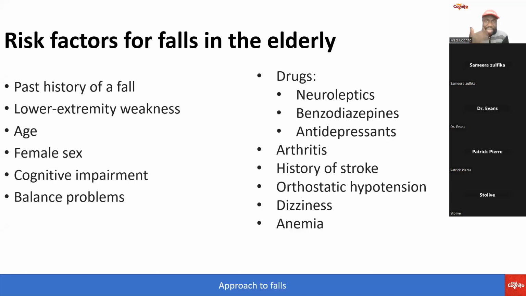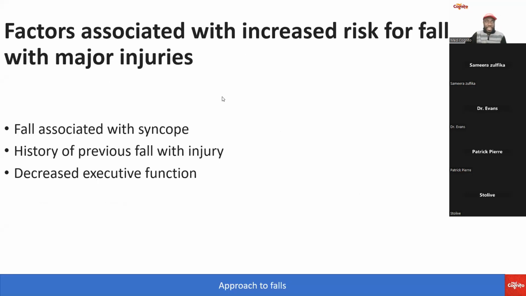And then drugs like we've talked about, neuroleptics, benzodiazepines, antidepressants, and patients who have arthritis, especially arthritis of the knee, and then history of stroke, as well as orthostatic hypotension, patients who have dizziness and anemia. So these are all risk factors for falls in elderly people.